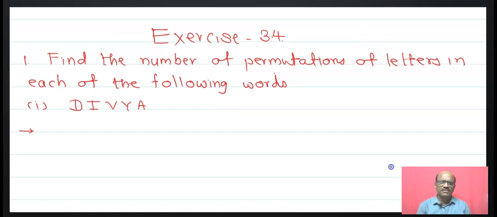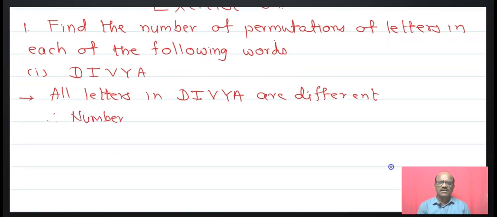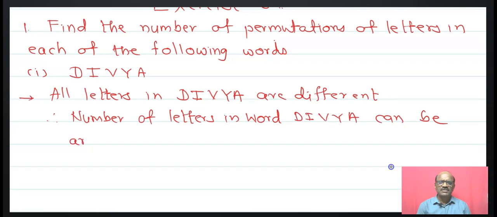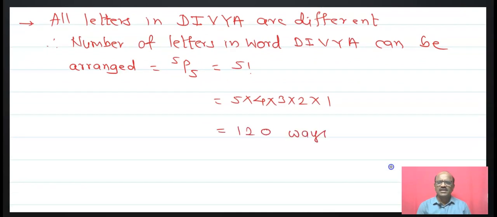Now all the letters are different. How many letters are there? 5 letters are there, that is n is equal to 5. Therefore, their permutations is only n factorial, as all are different. This question is easy. The letters in the word Divya can be arranged in 5P5, that is 5 factorial, that is 5 into 4 into 3 into 2 into 1 ways. Not a single letter is repeated, therefore it is written as 5P5 equals 5 factorial.